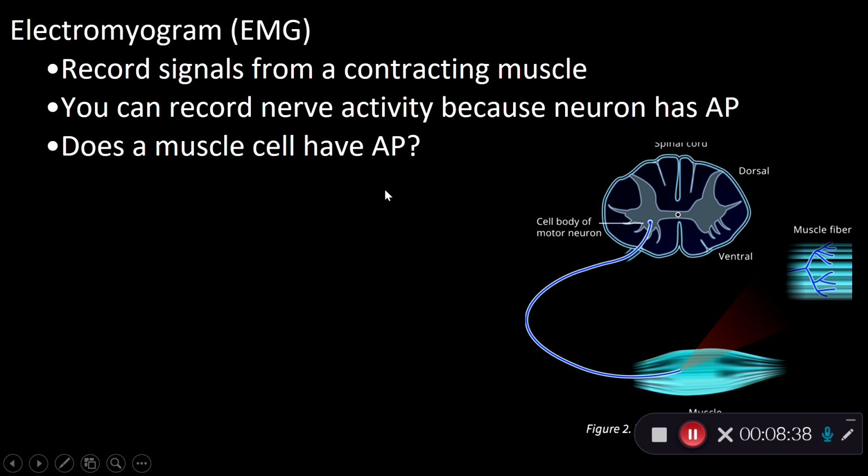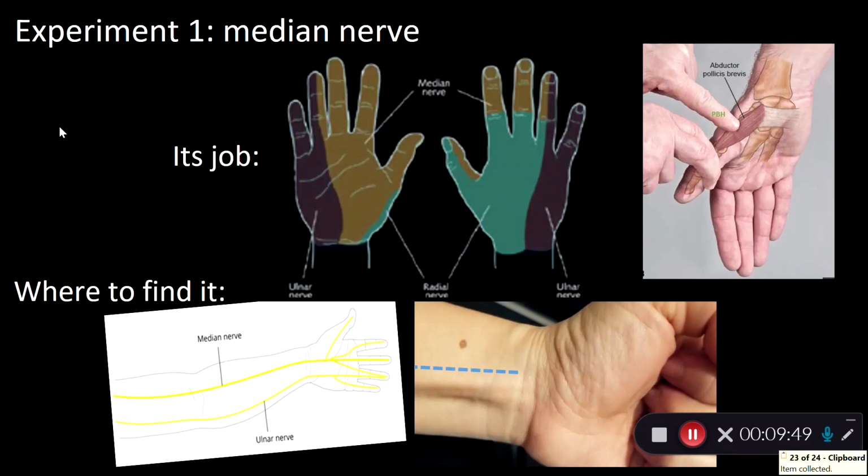So here's the question, do muscle cells also have action potentials? The answer is yes. Otherwise, we wouldn't be able to have EMG. Basically, EMG is recording action potentials from a contracting muscle. Okay, so we're going to have 3 experiments in this lab. The first one, we're going to measure the conduction velocity on the median nerve.